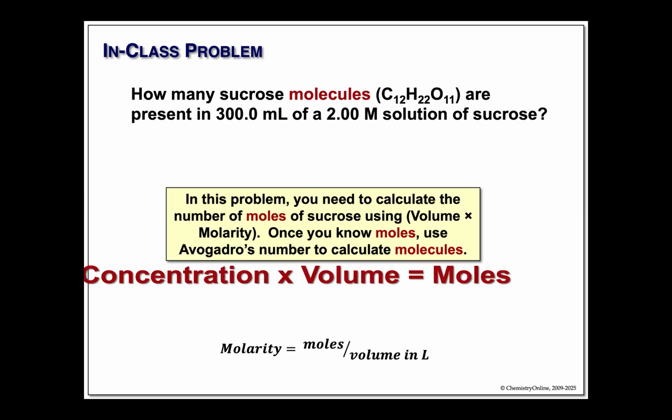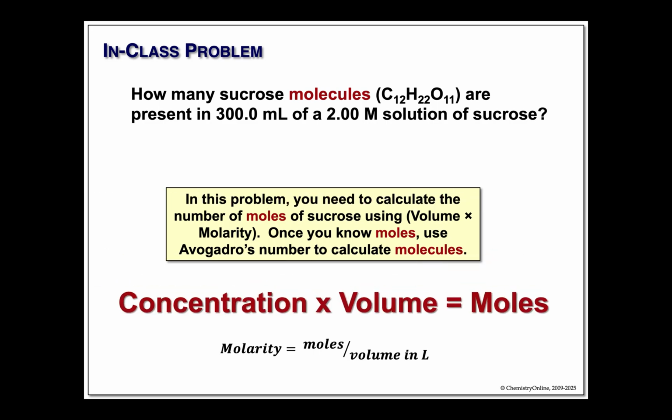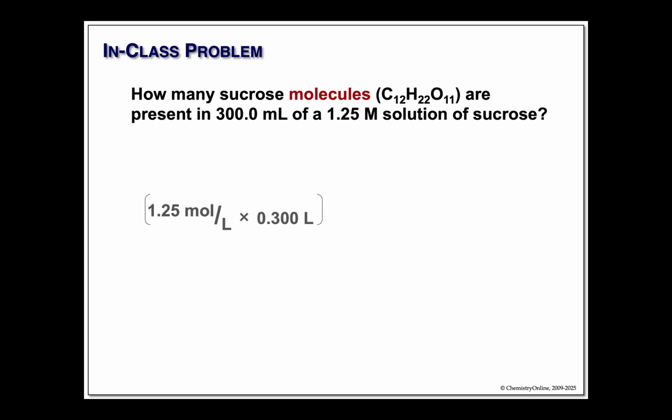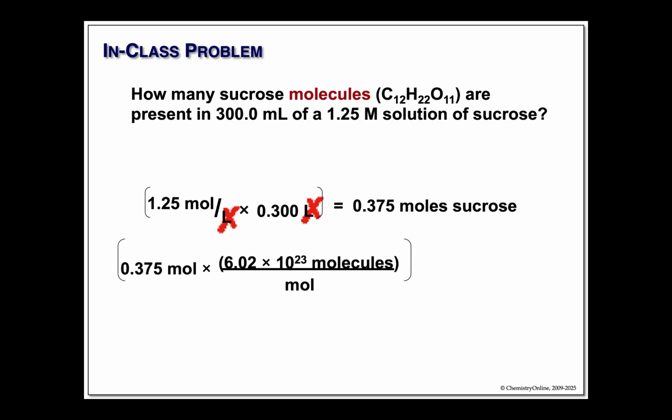Again, molarity is moles divided by liters, so concentration times volume gives moles. So, let's just do it. Here's our concentration, here's our volume, everything's in liters. 0.375 moles of sucrose. If we had 1 mole of sucrose, that would add 6 times 10 to the 23rd molecules, but we don't, we have 0.375, so simply multiply the two together. Moles cancel, and we get 2.26 times 10 to the 23rd.